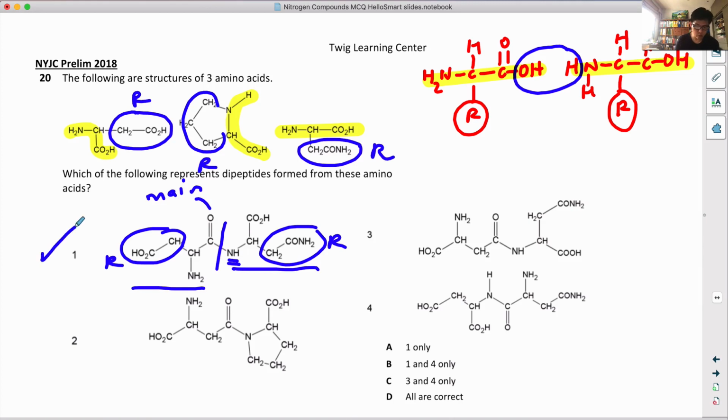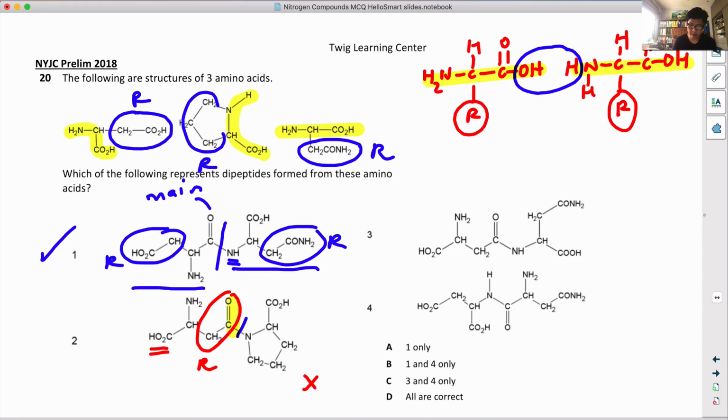Let's look at two. If I break here, you'll notice that this one is 100% wrong already, because over here, for this amino acid, this is my R group. And I told you, you must use the COOH from the main chain. You can't take it from the side chain. So this CO actually came from the side chain. I'll cross this out. This is not possible.